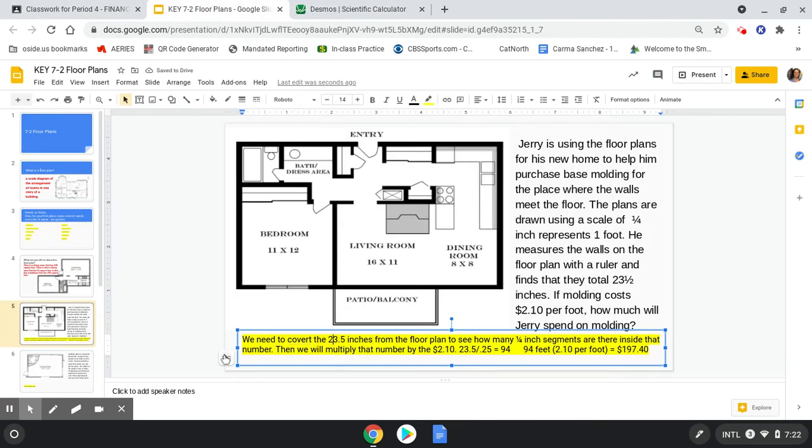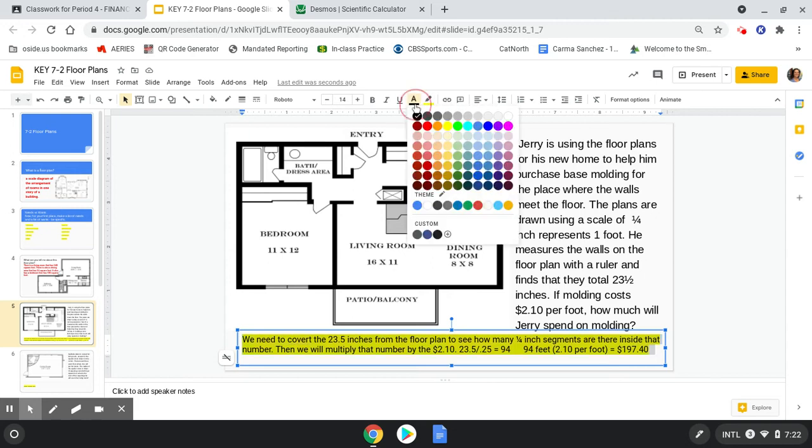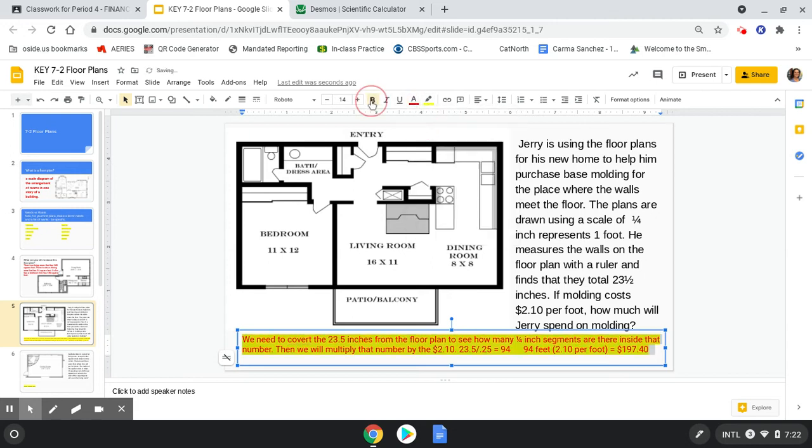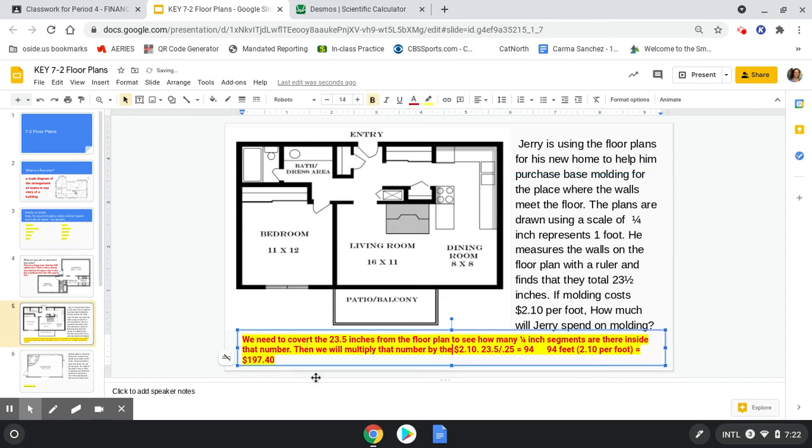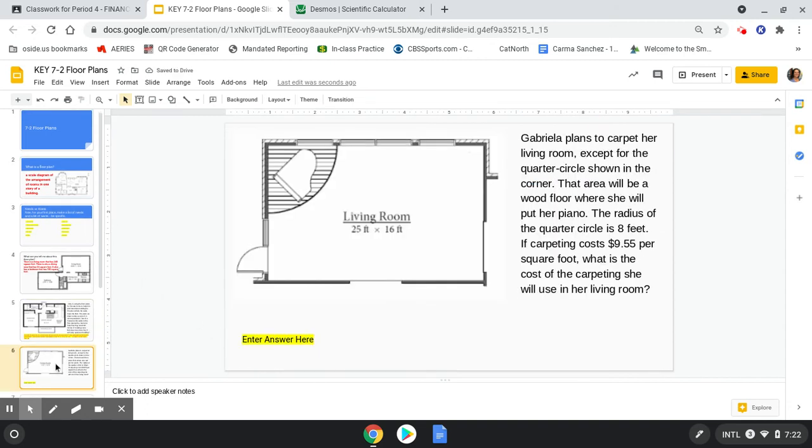Okay, so let's just recap here what we did. We had to see how many of those 1/4 inch segments were inside of our measurement of 23.5 inches. So then we took the per foot molding cost and multiplied it at the end to get the total cost. How much is Jerry spending on molding? He is going to be spending $197.40. All right.